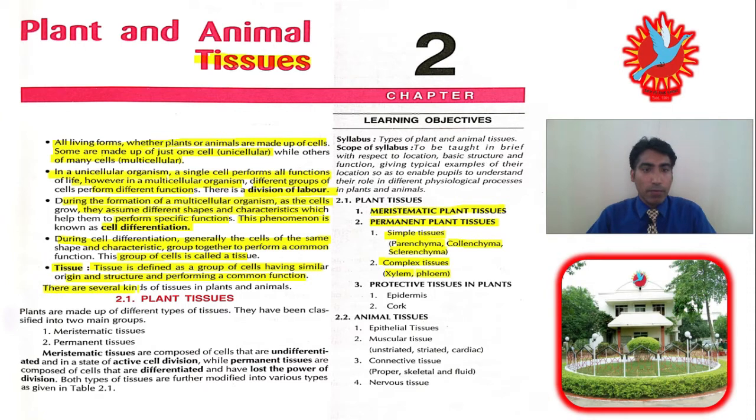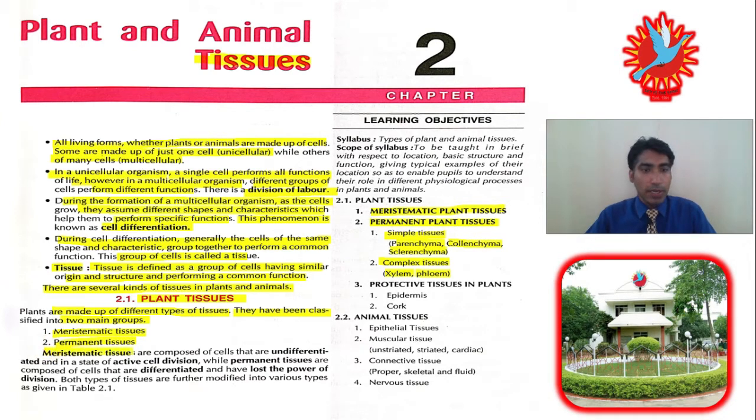So there are several kinds of tissue in the plant body as well as in the animal body, but in this chapter we are going to study only the plant tissue. So plants are made up of different types of tissue. They have been classified into two main groups. What are these? These are the meristematic tissue as well as the permanent tissue.